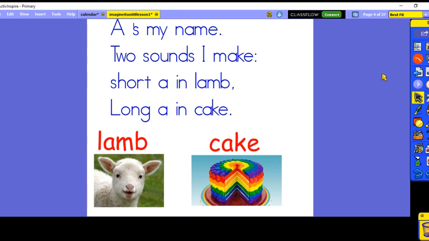I have a little poem for us. Here's our Pam the lamb. Now we have a different sound to add to the A. A is my name, two sounds I make. Short A in lamb, long A in cake. So do you hear the difference? Lamb, cake have two different sounds for the A.